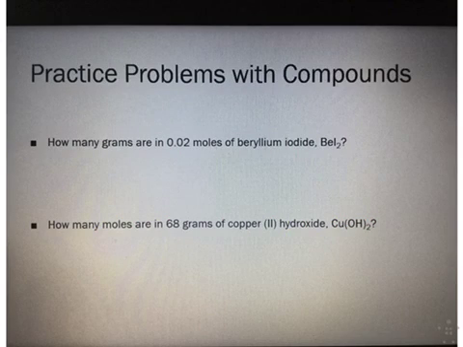Okay, here's your last couple practice problems for this video. Now these are going to be different from the other two because this time you're dealing with compounds, and so you'll have to add up the molar mass of the compound because you're not just dealing with an element. So again, I'm going to pause the video in just a moment so that you can try these on your own.